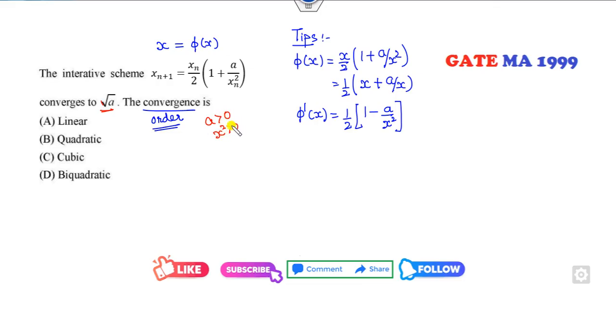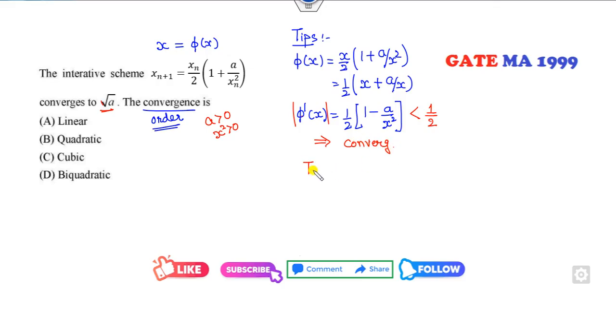X square is also positive. The ratio is also positive. So this number is always less than 1, and it is less than half. So what does it mean? If I start from the modulus, it is also less than half. It means it is convergent.